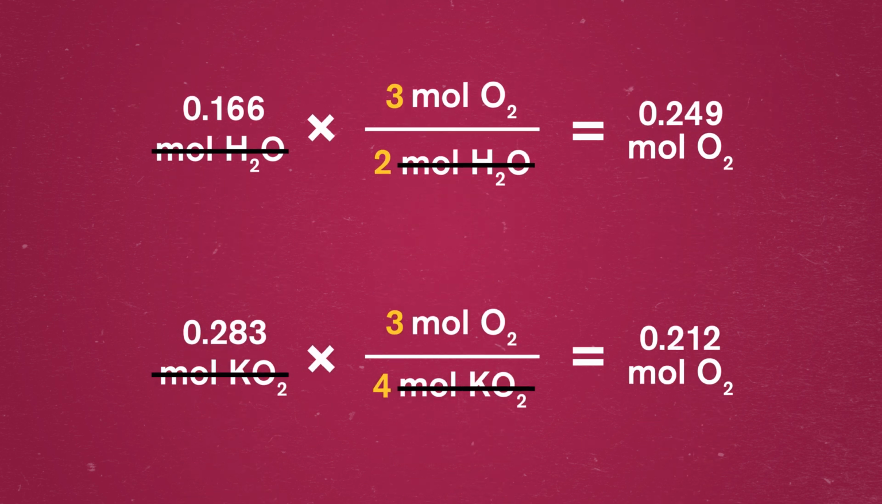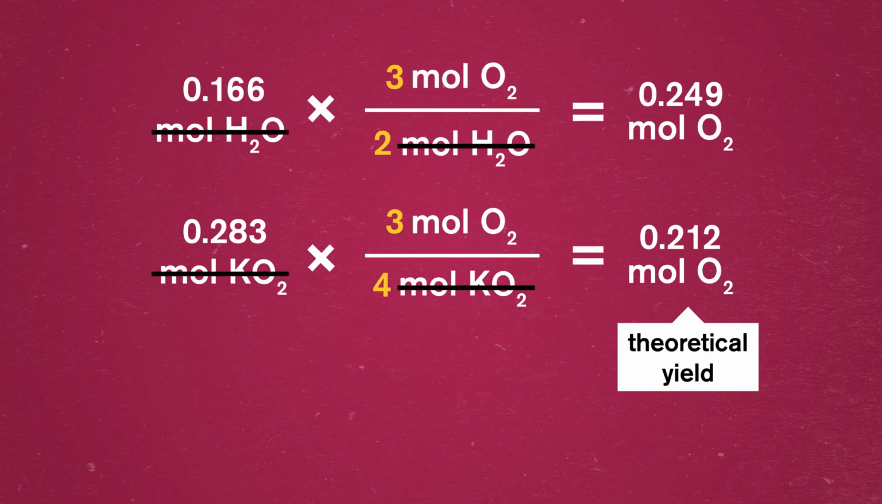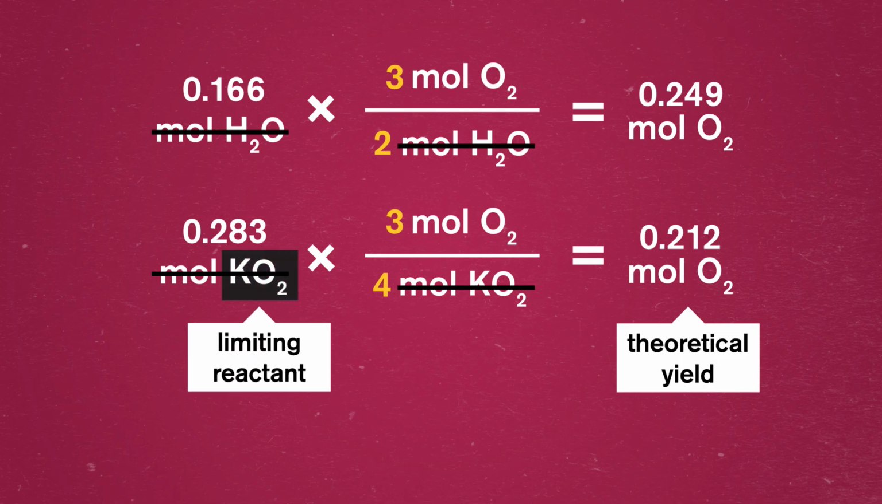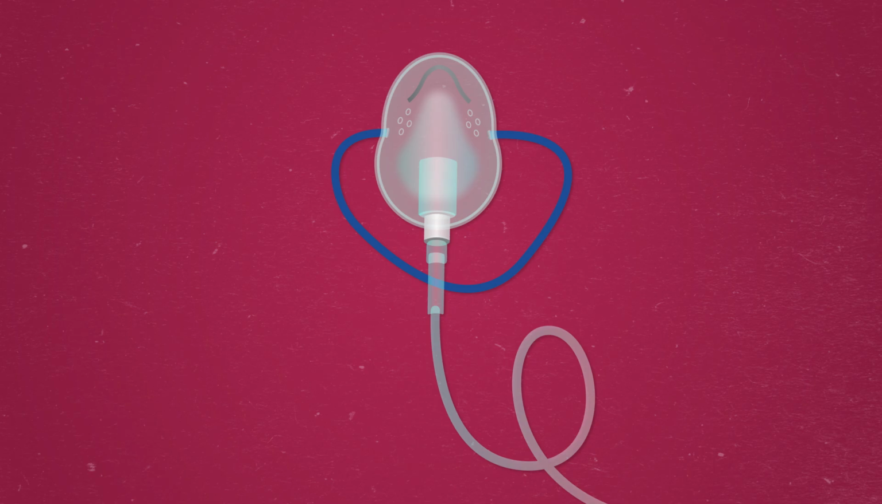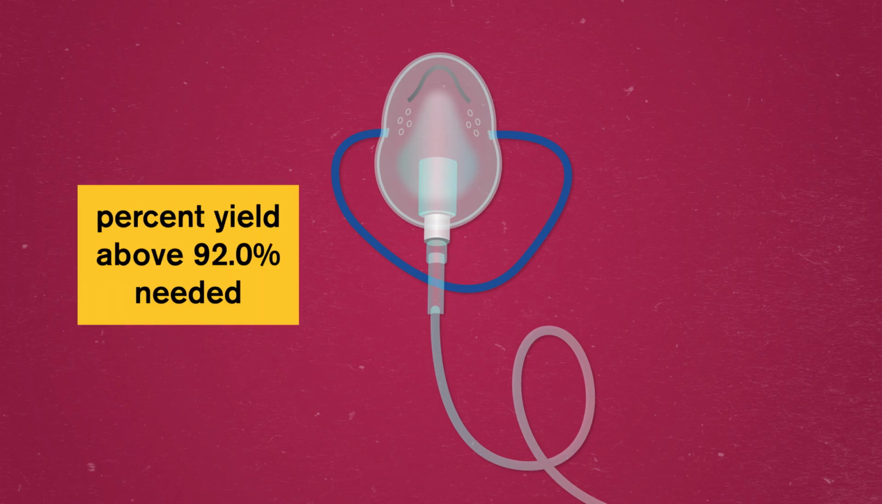Now it's time to compare our results. The smaller number, 0.212 moles of oxygen, is the theoretical yield. It's the most we can make before we run out of KO2, our limiting reactant here. Of course, we should still measure the amount of oxygen actually produced to make sure it's enough to give to a patient who needs a mask with a percent yield above 92%.